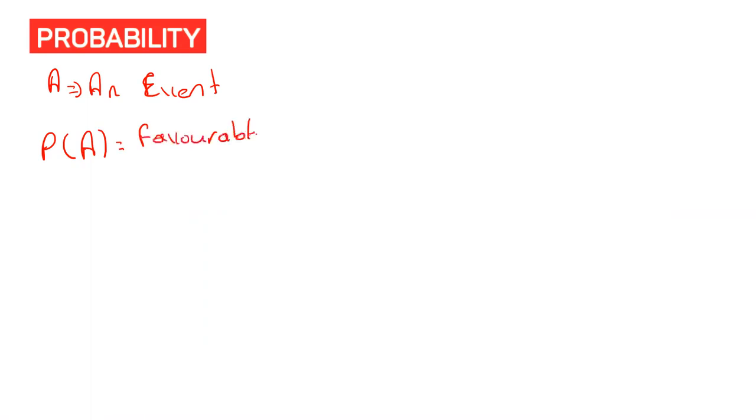So probability, let's say A is an event. Probability of an event is favorable outcome over total outcome.